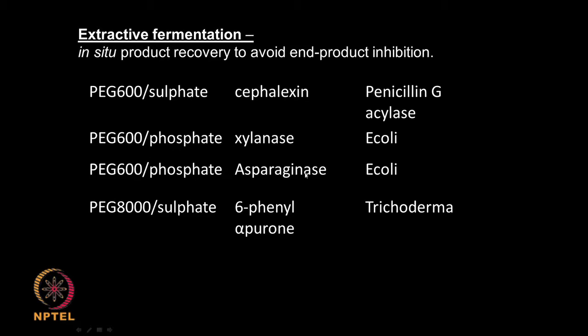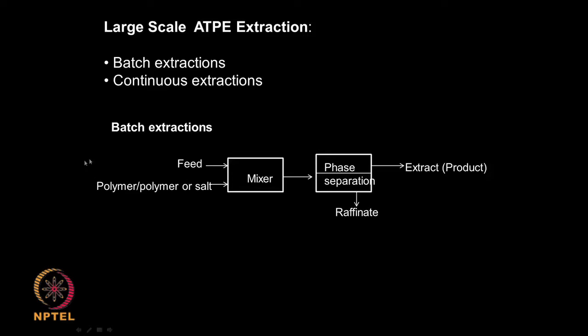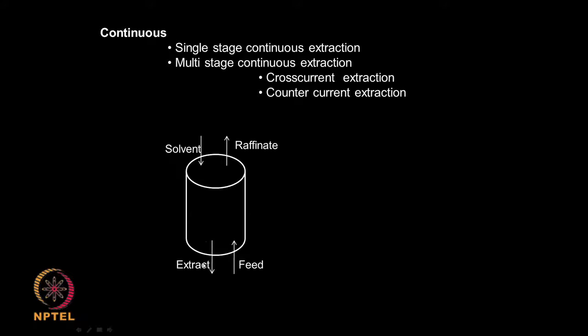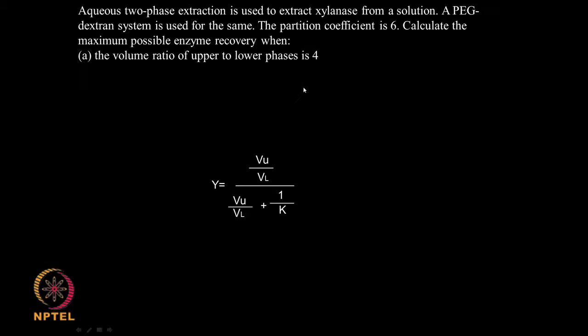Cephalexin, xylanase, asparaginase, 6-phenyl for purone and so on actually. So how do we do it? We can mix them together, that is a batch process, we can mix them in a mixer and then phase separation, extract, raffinate. Or we can have a continuous system, continuous tubular, so we have solvent, extract, feed, raffinate, cross current, counter current, you know all about it actually.